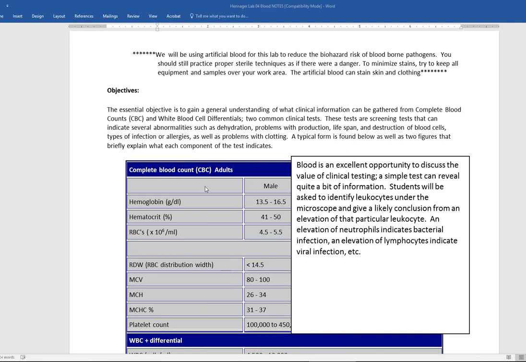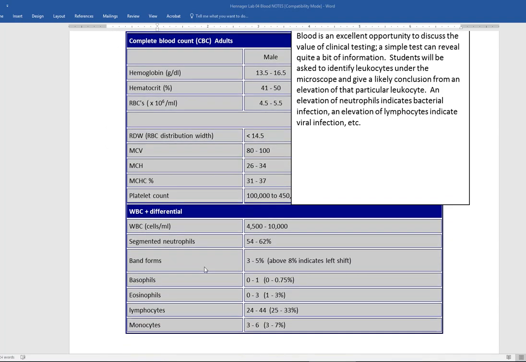So there's two actual things here. There's something called a complete blood count, and that goes through things like hemoglobin, hematocrit, red blood cells, and then some things down here that I'll go through in a second. Then you also have something called a white blood cell differential. And the white blood cell differential basically goes through and counts your types of white blood cells.